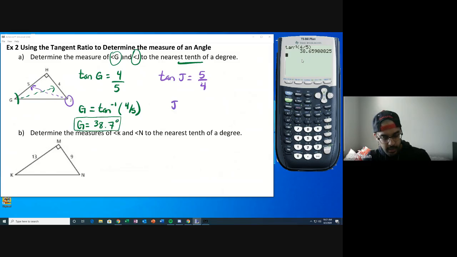Same idea. Inverse of both sides. So tangent inverse in my brackets, 5 over 4. And let's go find out what that is. So second tangent, 5 over 4.